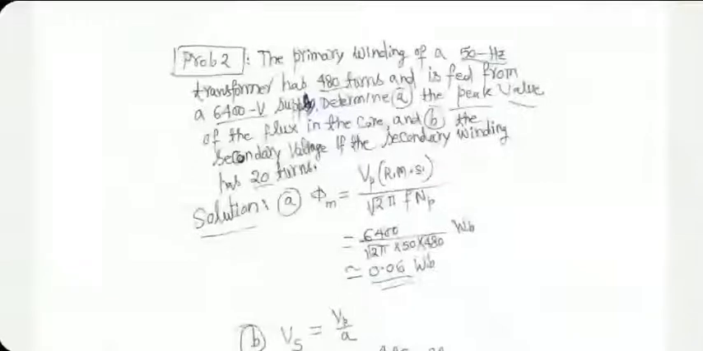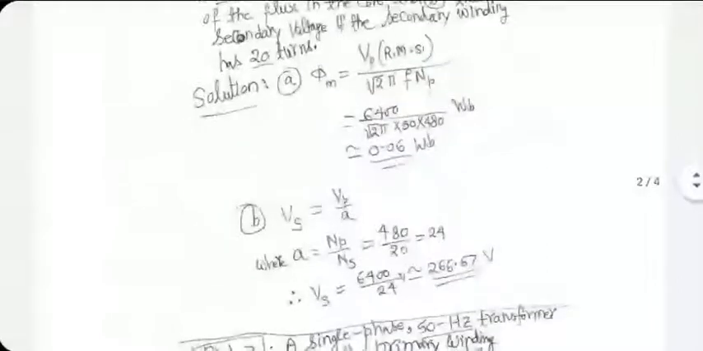Now the secondary voltage. So primary voltage is 6400 volt. Number of turns in the primary is 480. Number of turns in the secondary is 20. So small a will be 24, and you straightforward go for the calculation of the secondary voltage. It's a very simple problem.